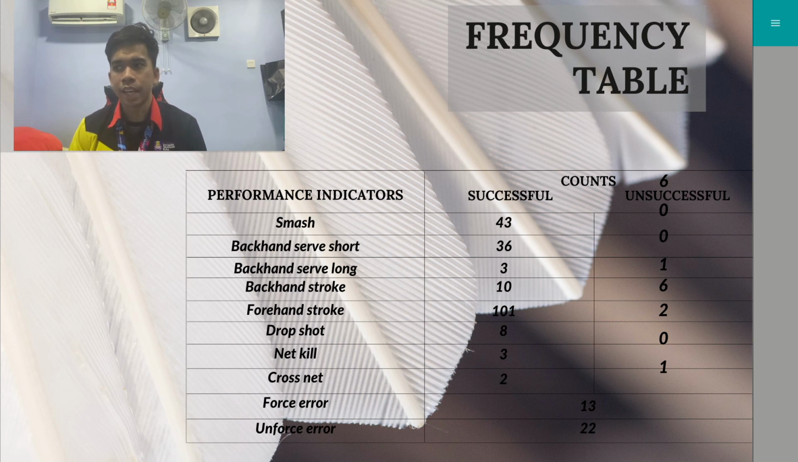Next is net kill. Net kill is quite limited in this match, where only 3 net kills were successful and 0 unsuccessful. Cross net. Cross net is where you hit the shuttlecock from the right side to the left side. It's called the cross net. So there are only 2 of them successful and 1 unsuccessful. There are 13 counts for forced error and 22 counts for unforced error.